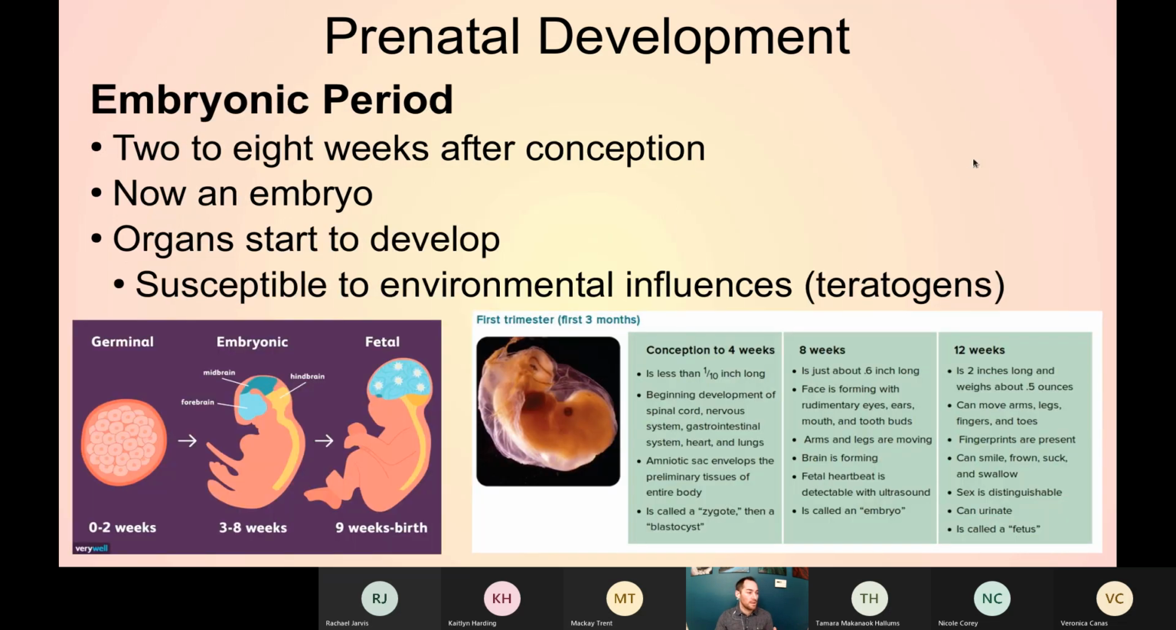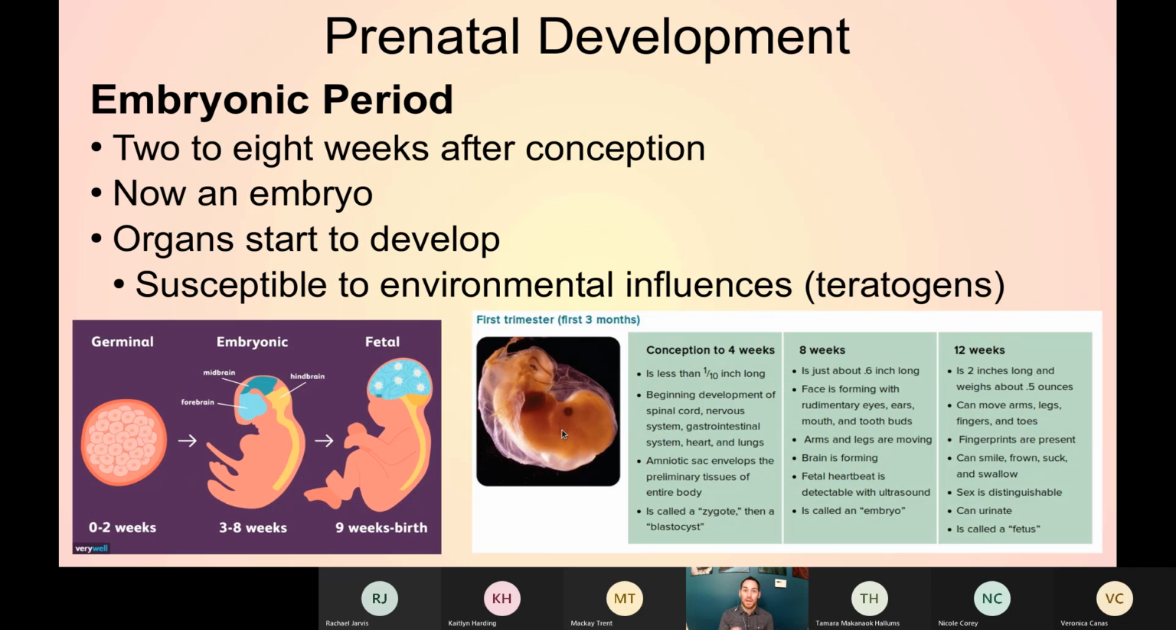So the next period is a little bit longer. It's called the embryonic period. So here it's now an embryo. You start to see organs beginning to develop. The one that we're generally most interested in psychology is the brain. So here we've got the forebrain beginning to develop, the midbrain and the hindbrain, and the spinal cord as well. You can also see things like stomachs and eyeballs beginning to develop during this time.